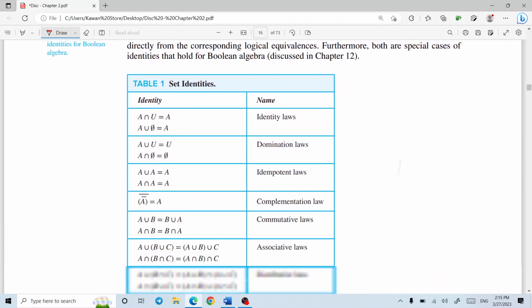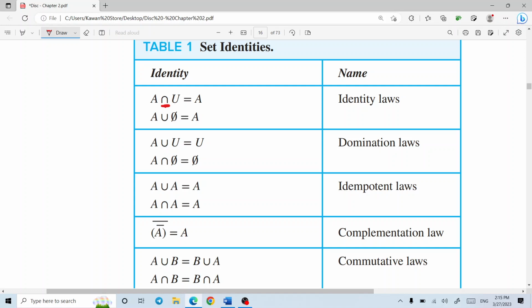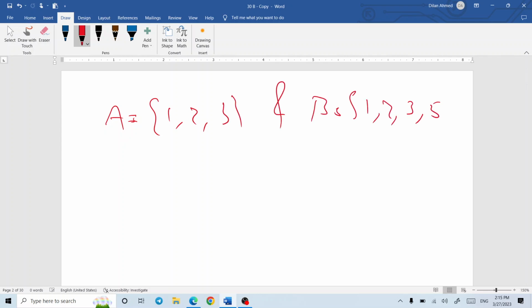Now we have rules, properties and identities for all these concepts that I gave you. For example, we talk about intersection, right? Usually intersection with the universal set or with the biggest set will give you the smallest one. And usually union will give you the largest one. What do you mean by that? For example, if A equals 1, 2, 3, and B equals 1, 2, 3, 4, 5. Which one is A? We have this condition, careful.